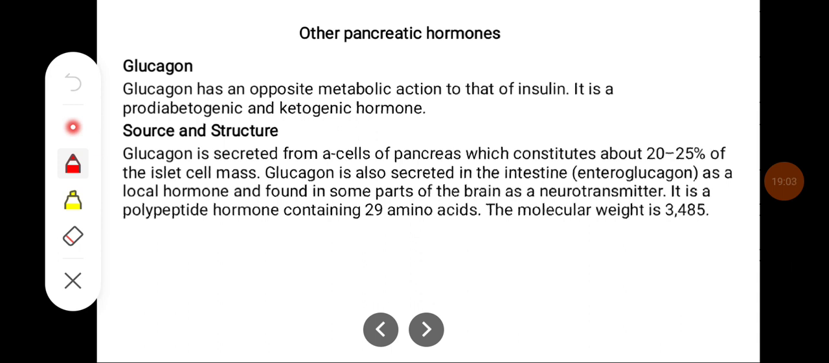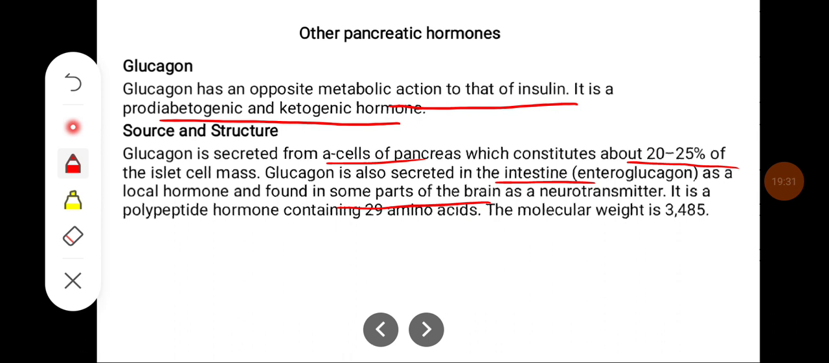Glucagon. Glucagon has the opposite metabolic function to that of insulin. It is a pro-diabetogenic and ketogenic hormone. Glucagon is secreted from alpha cells of pancreas, which constitute around 20 to 25% of the islet cell mass. Glucagon is also secreted in the intestine, that is as enteroglucagon, as a local hormone, and found in some parts of the brain as a neurotransmitter.